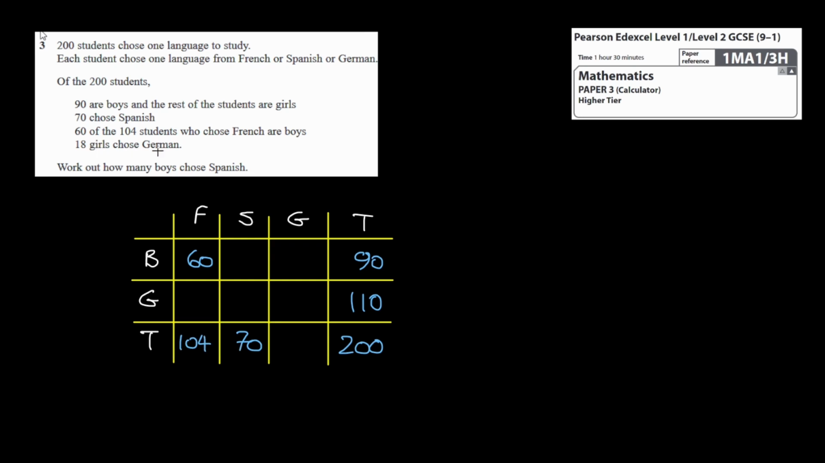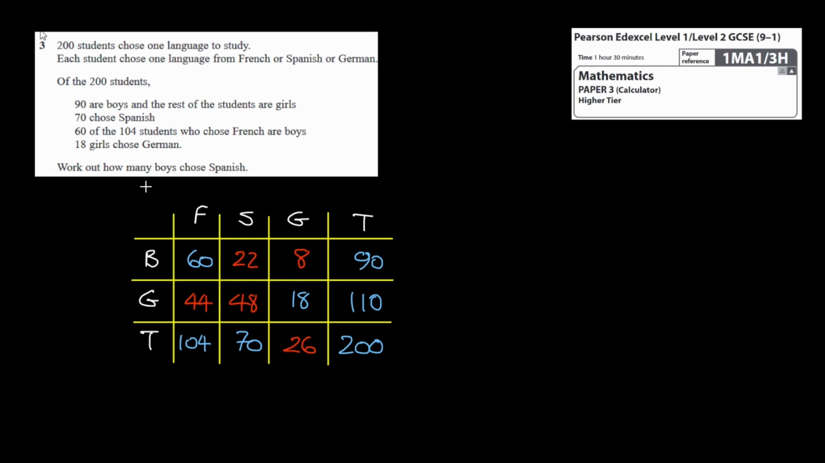And 18 girls chose German, so we can put 18 in here. This column must add up to 104, so we can put 44 in here. This row adds up to 200, so I can put 26 in here. This row must now add up to 110, and I can put 48 in here. This column must add up to 26, so 8 goes in here. This column adds up to 70, so I can put 22 in here.